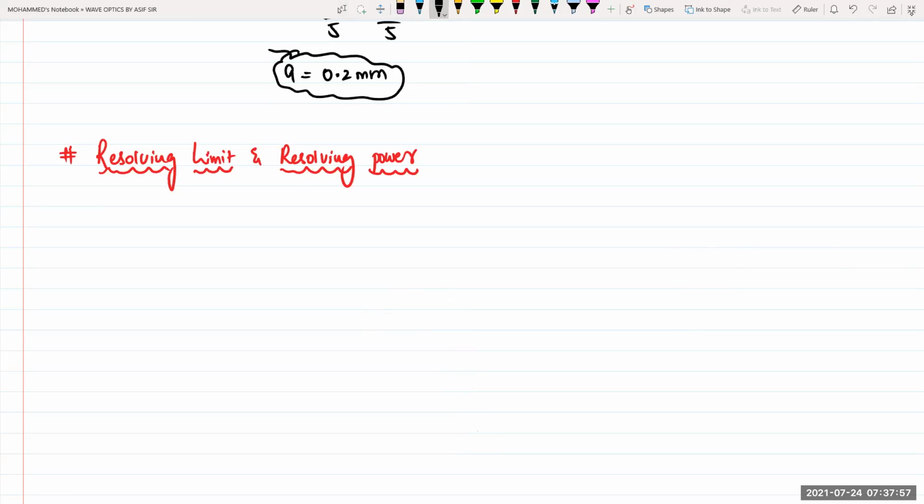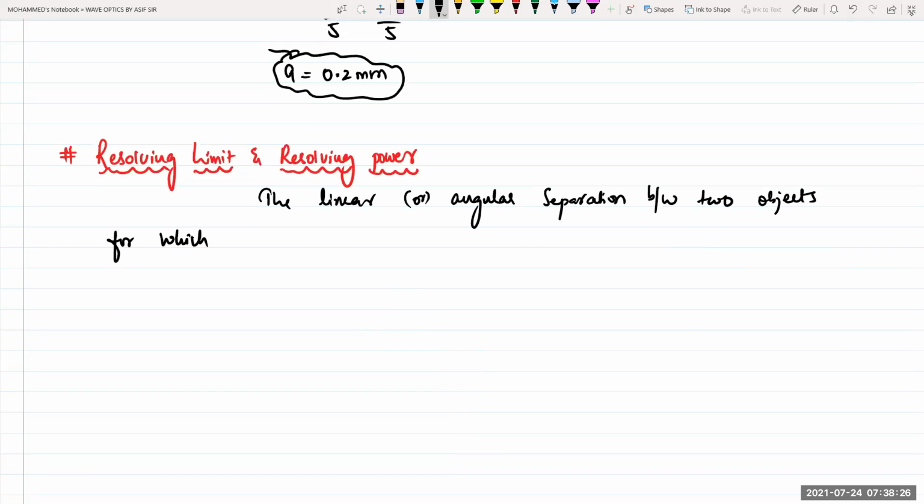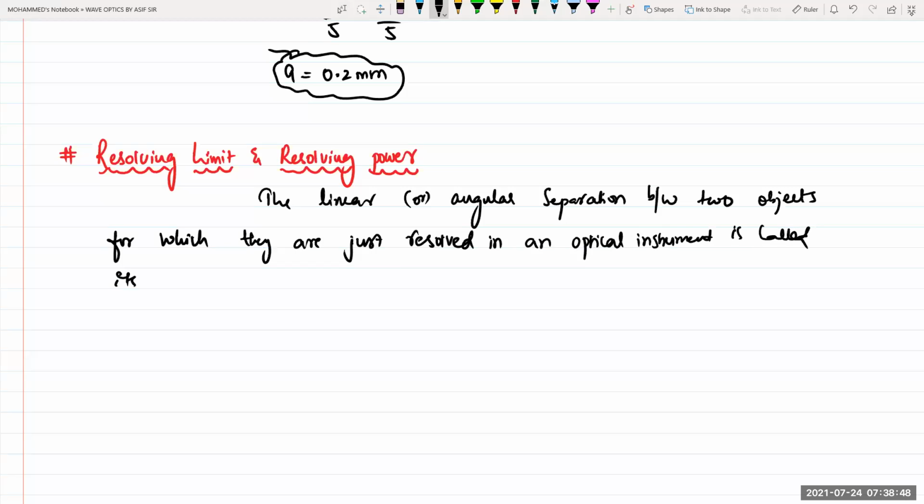So you can just write the definition here. What is the resolving power? The linear or angular separation between two objects for which they are just resolved in an optical instrument is called its resolving limit. Okay, and the reciprocal of resolving limit is called resolving power, beta.